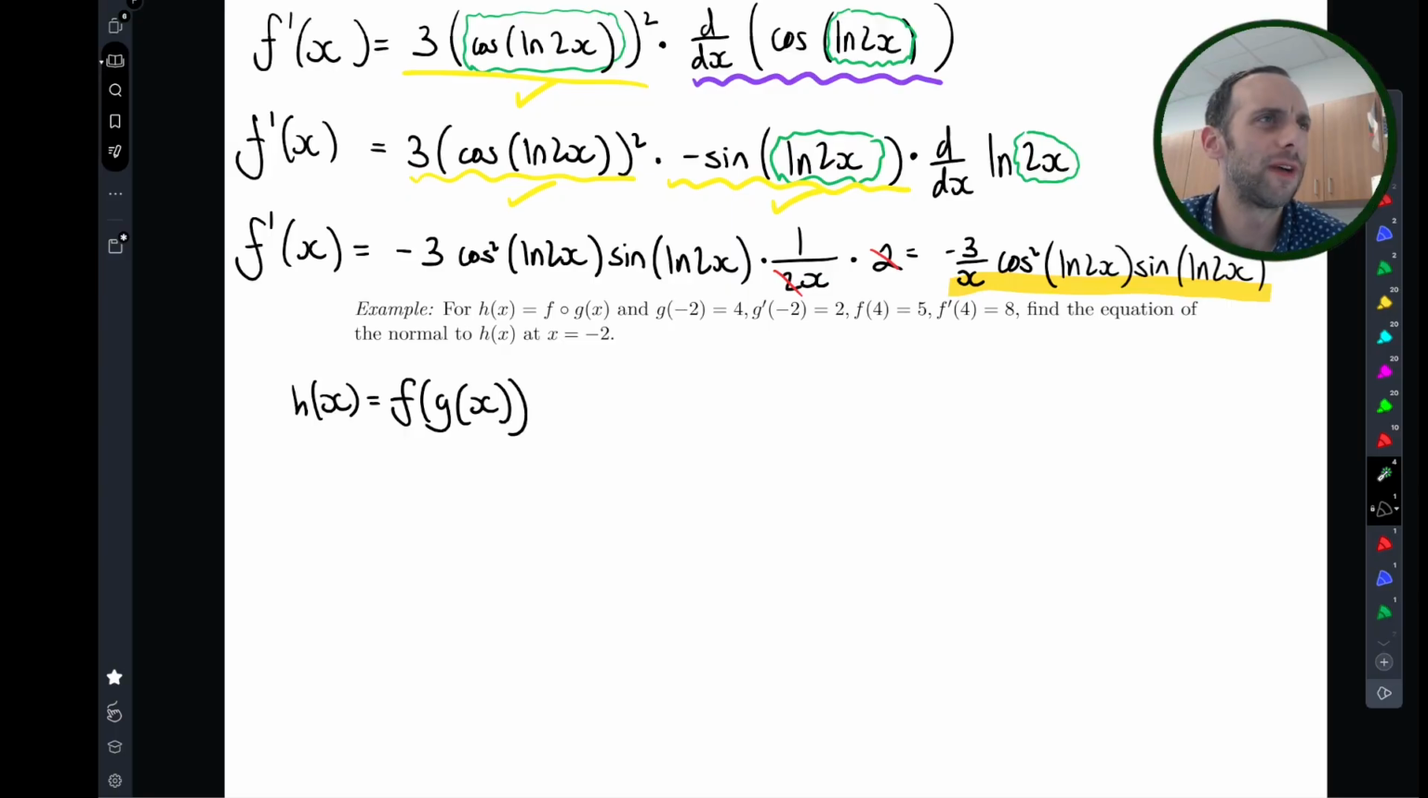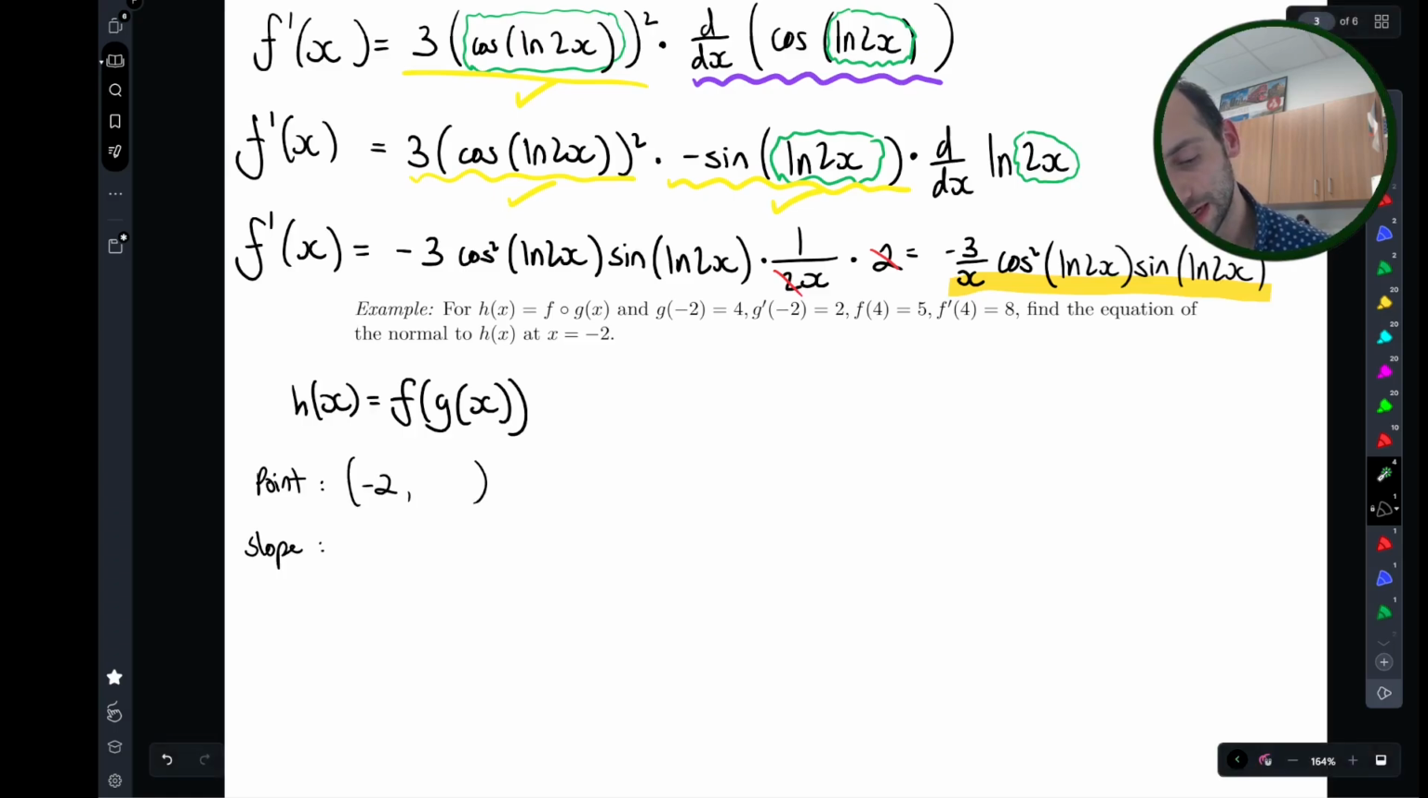We're given a bunch of values. We're going to make sure we use all those as we go through the problem. And we're asked to find the equation of the normal line at x equals negative 2. So we know for a normal line, we need two things. We need a point, and we need a slope. Okay? We're going to start with the point. It has an x value of negative 2. The y value will come from h of negative 2.